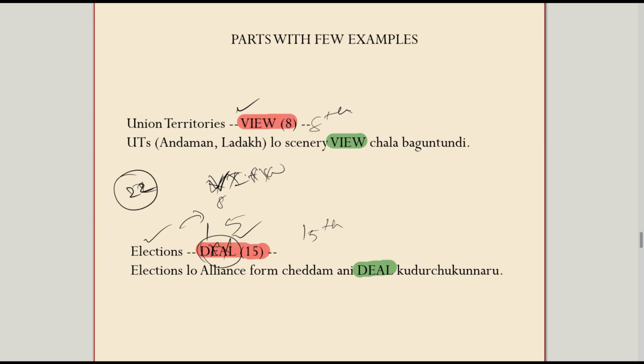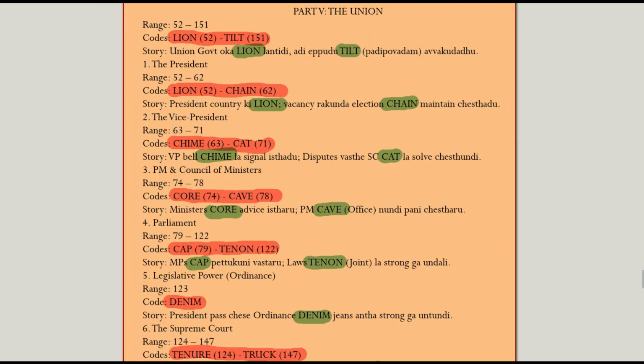So actually I have 22 words for 22 parts, but for this just example I explained here. So I will do an individual video for the entire 22 parts. So you can find that on another video. This is just for example. So next I'm going to teach you about the part 5, the union.